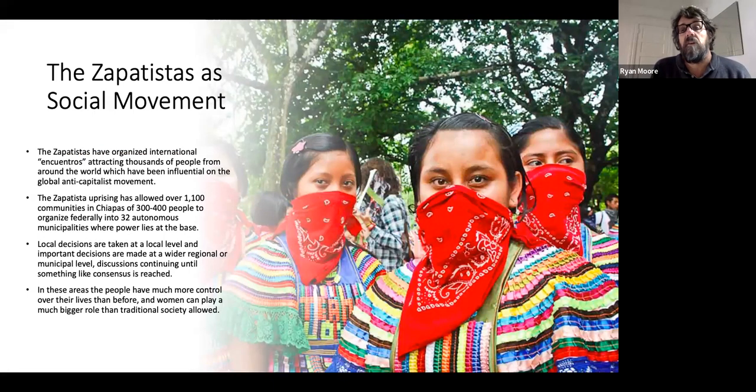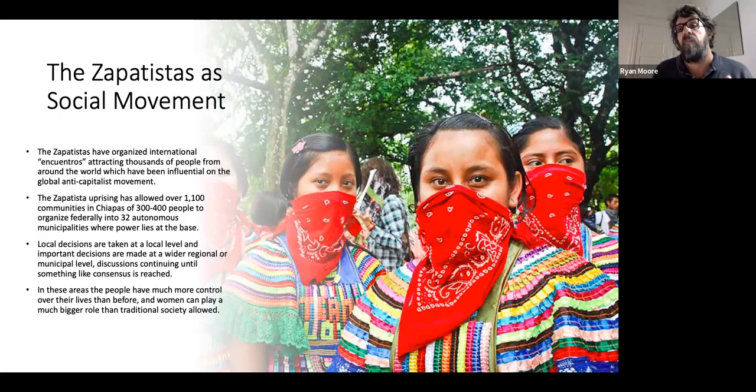So the Zapatistas begin organizing themselves, not just within their local communities, but internationally, reaching out to other peasants and farmers and people whose livelihood was being threatened by these international forces of capitalism. They begin to organize what they call encuentros that attract thousands of people from around the world and become influential on the global anti-capitalist movement. The Zapatista uprising has allowed more than 1,000 communities in Chiapas of some 300 to 400 people to organize federally into 32 autonomous municipalities, where power lies at the base.